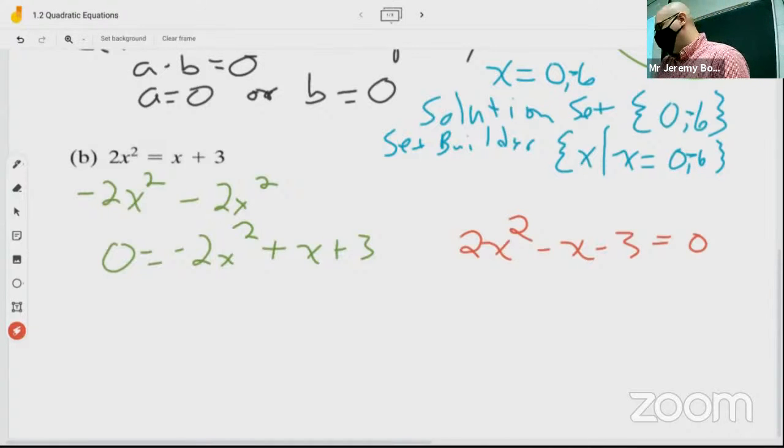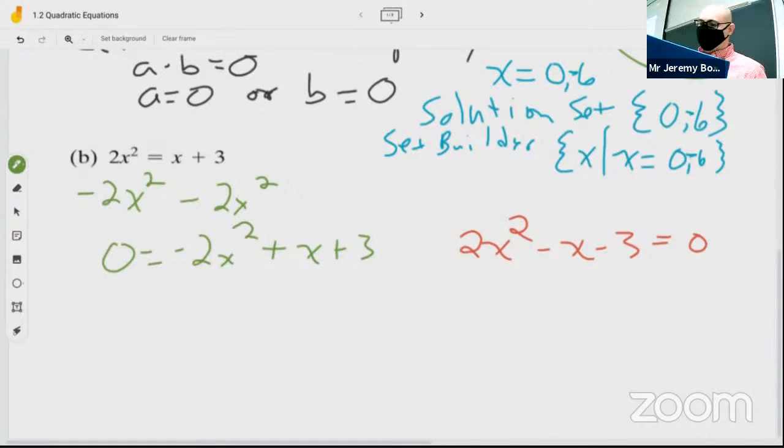As long as you follow the rules, the math's not wrong. But let's keep trucking with this one right here, because I'd rather show you the hard way, right? If that's what you end up with. But the other way would be the same method. So we're looking at negative 2x squared plus x plus 3 is equal to 0.